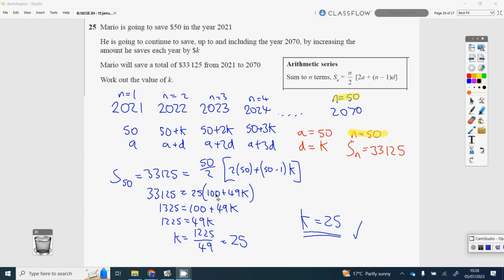Okay, two lots of 50 is 100. Obviously, 50 take away 1 is 49. Expand the brackets. No, in fact, I didn't. What I decided to do instead, at this point, I divided by 25. Then took away the 100, divided by 49, and I get K being 25.